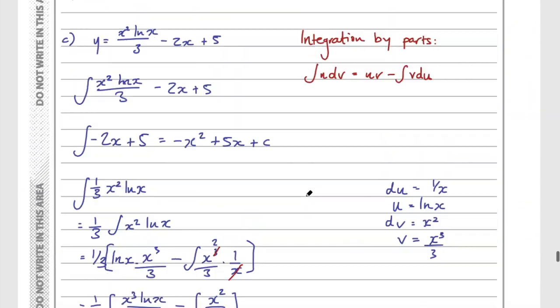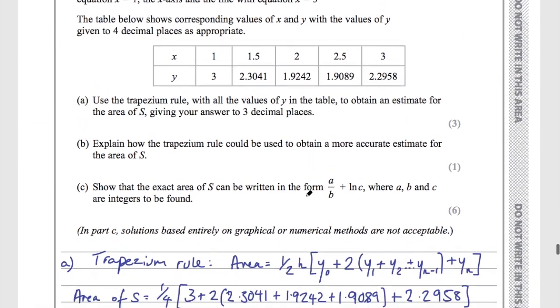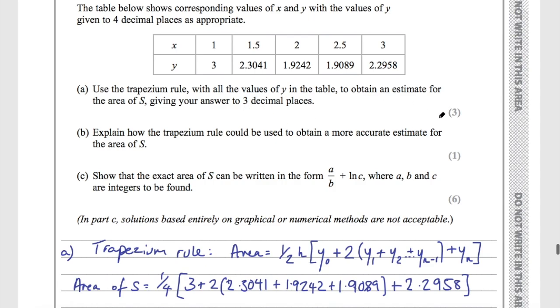So question 14 was 10 marks, and let's just quickly look at what each question was worth. Part A was 3 marks, Part B was 1 mark, and Part C was 6 marks.